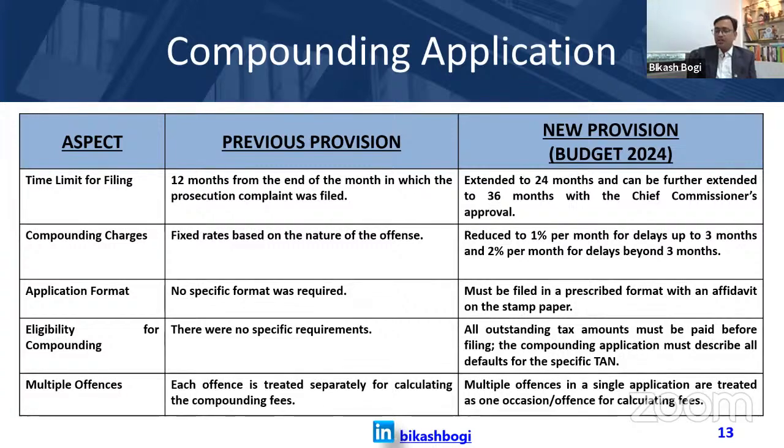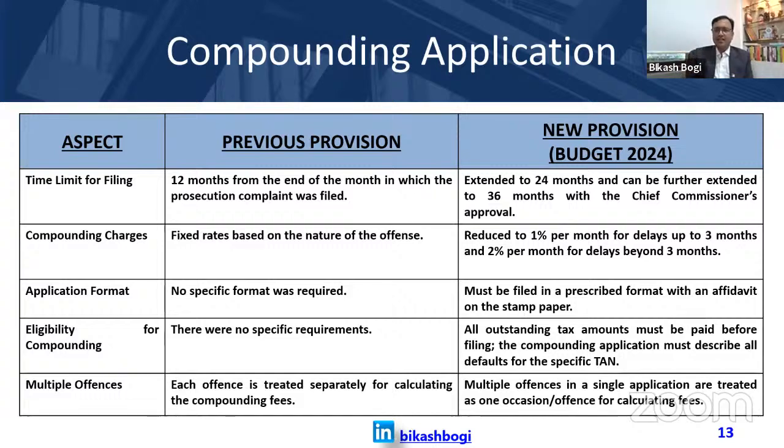Apart from that, there is a provision in the Income Tax Act which says that if the deductor is filing an application for compounding, compounding means, in a general sense, that please take penalty from me, don't put me behind bar. This is the meaning of compounding.